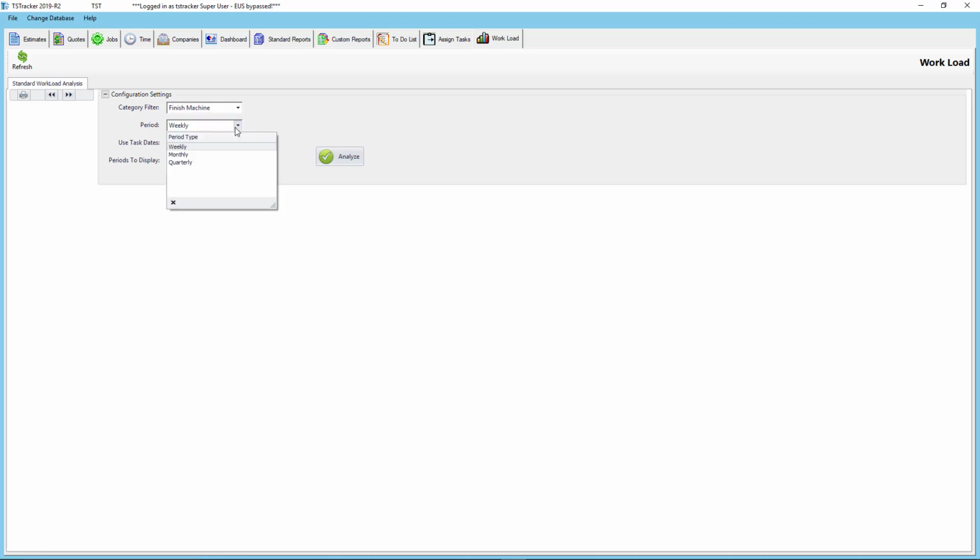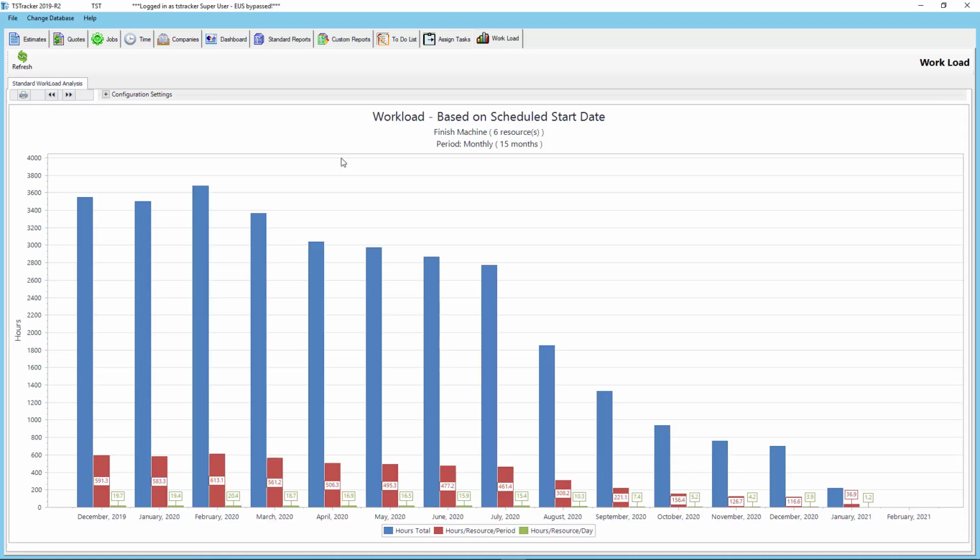We will look at the monthly period so that we can see a big picture of what work is in the shop. We have the option to flex the dates between the earliest or the latest, but we'll choose the scheduled start and finish. And we will display the next 15 months. Selecting Analyze, we'll take a look at all of the assigned tasks to the finished machine resources.